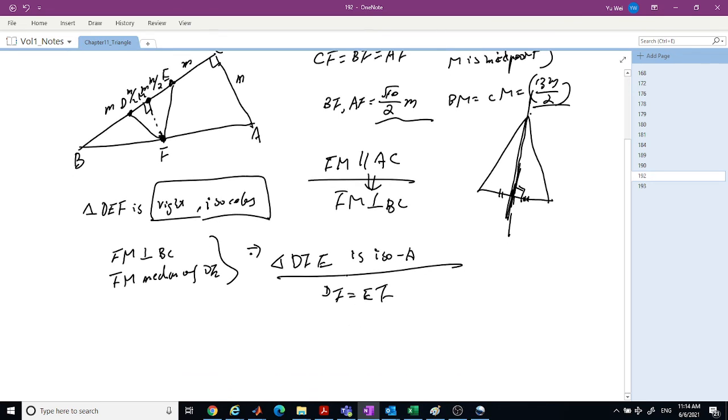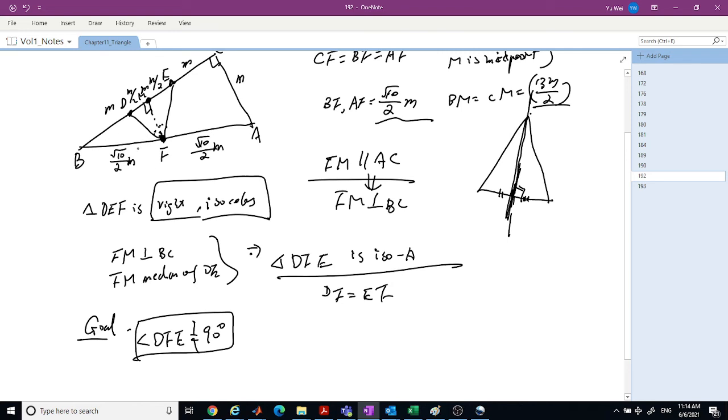Okay, now we are missing the right angle. If we are missing the right angle, the goal is to prove the angle DFE is 90 degrees. Okay, so now let's start from the side.